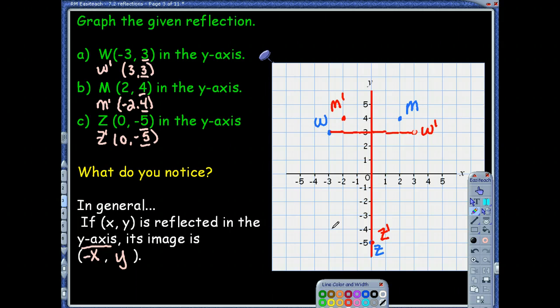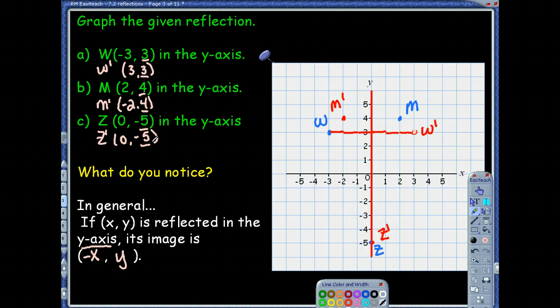And I want to hit on something Ms. Huggerby mentioned. Because the line of reflection was vertical, she made the comment that our reflection kind of went horizontally, right? So that also supports why the Y coordinates did not move. Right.